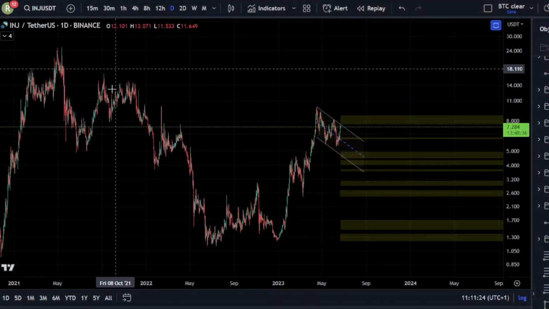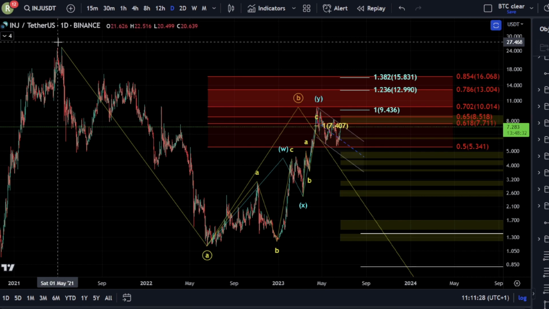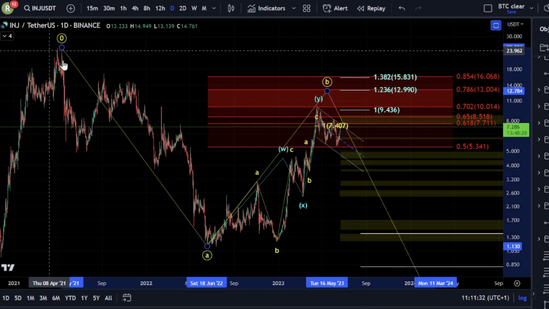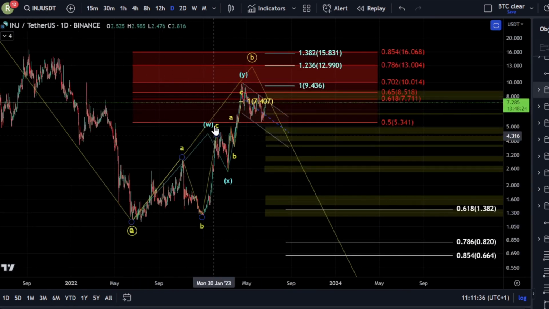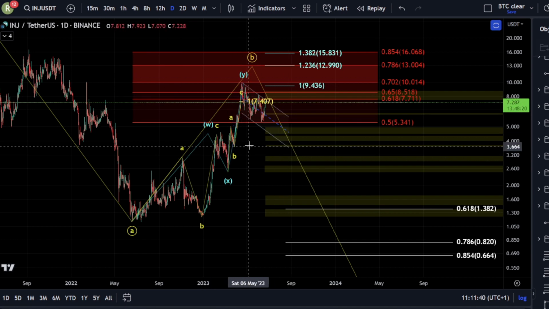Okay, so we're going to have a quick overview of the two counts that I'm currently looking for. We have two counts here where we could argue that this is just a connector wave, and that we are looking for this as a B wave. If this is the case, what we could actually have is that this is A, B, C into here, and then we have this as another A, B, and a C to the upside.